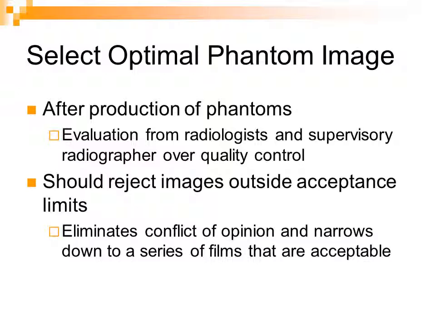Select optimal phantom image. So after production of the phantoms, there is evaluation from the radiologist and your supervisory radiographer that's over quality control. You should reject images outside the acceptance limits, which eliminates the conflict of opinion and narrows down to a series of films that are acceptable. So again, it's not the perfect image that we're looking for here, because we know that it is subjective, so it may not always be the perfect image for someone else. So you're just eliminating these so many that are bad, these so many on the top end that are bad, over penetrated, under penetrated, and you have a set in between that you like.